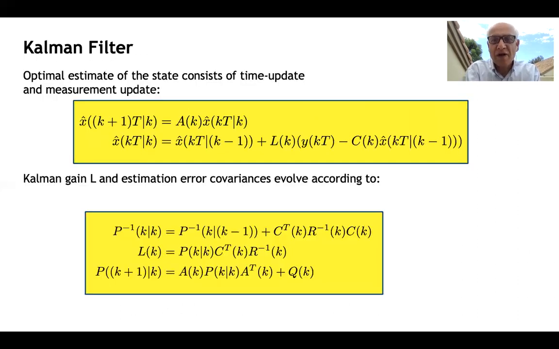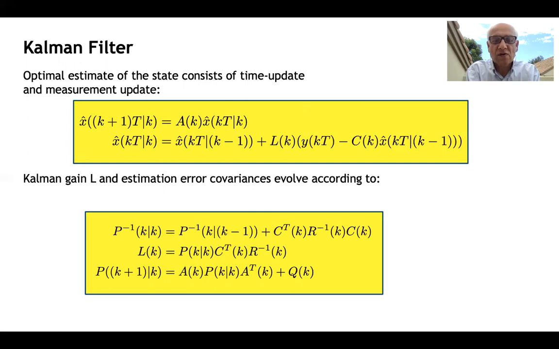With that setup, the Kalman filter equations are very, very simple and straightforward. They come in 2 parts. One is, what do you do with the estimate of the state? And then what do you do with all these covariances? So the estimate of the state is propagated in time in 2 steps at each instant of time, or each sampling period. One is what is called the time update.